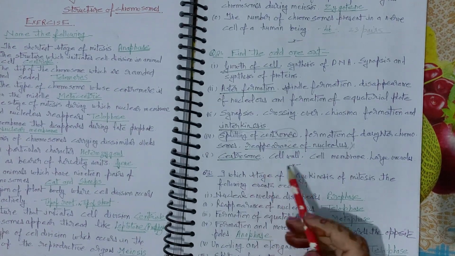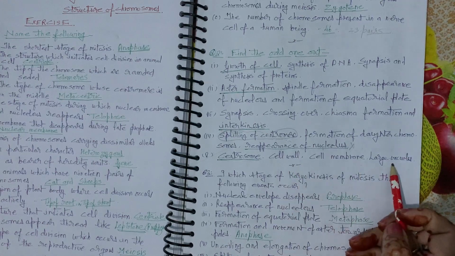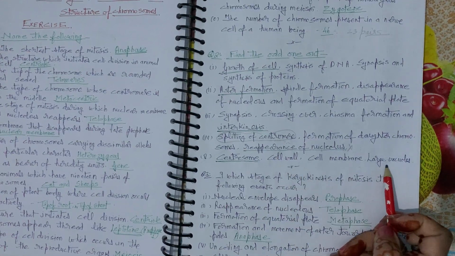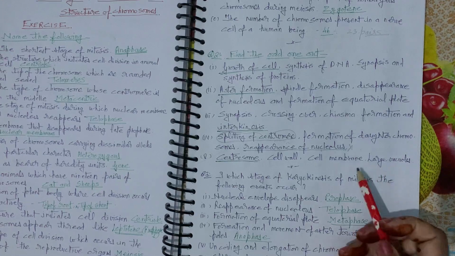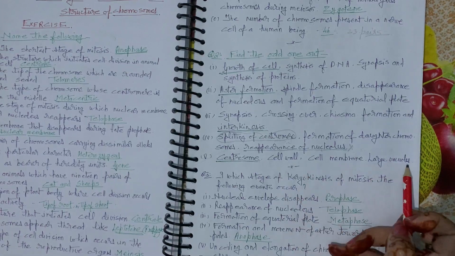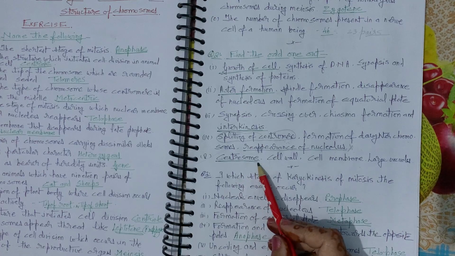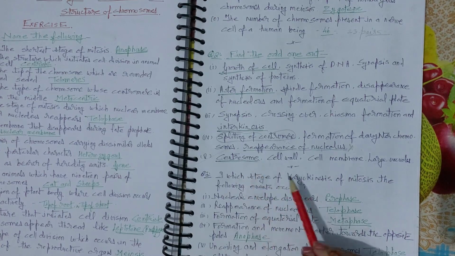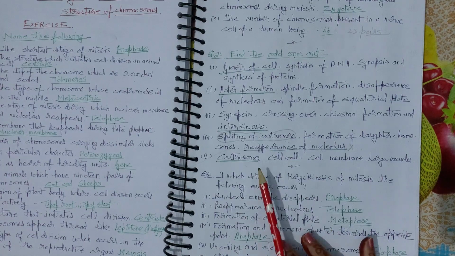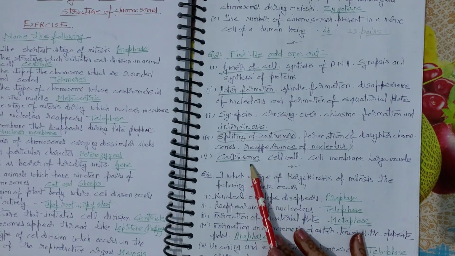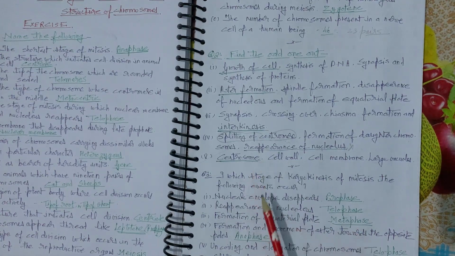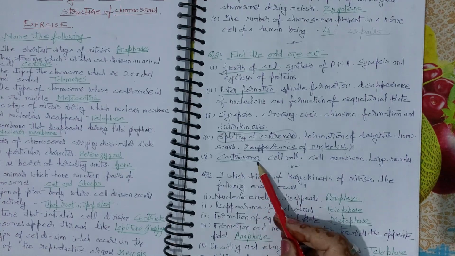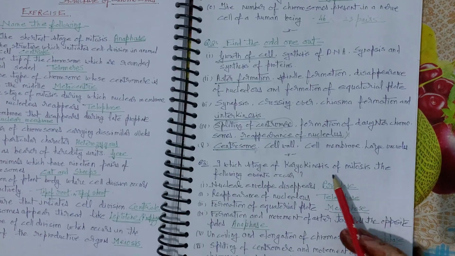Centrosome, cell wall, cell membrane, large vacuole. Cell wall, cell membrane, large vacuoles, they are all parts of a cell. Whereas centrosome is present in the chromosome, the structure which is found over there.